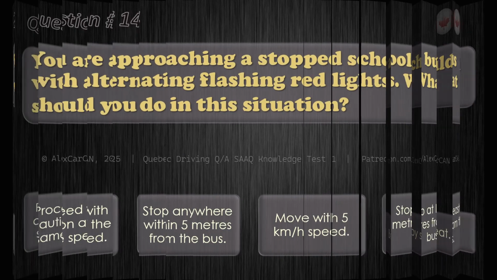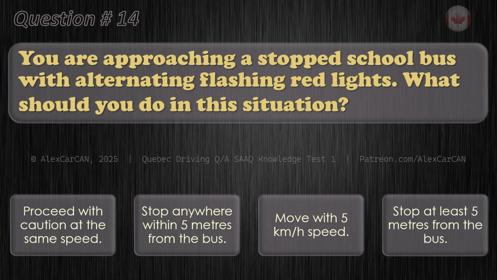Question number 14. You are approaching a stopped school bus with alternating flashing red lights. What should you do in this situation? Proceed with caution at the same speed. Stop anywhere within 5 meters from the bus. Move with 5 km per hour speed. Stop at least 5 meters from the bus. The correct answer is stop at least 5 meters from the bus.